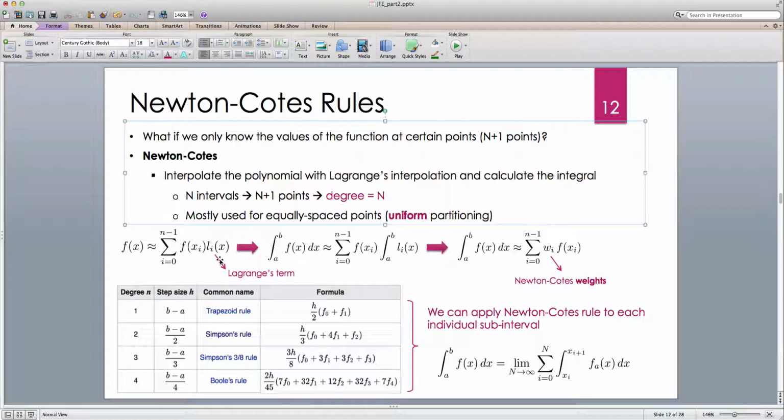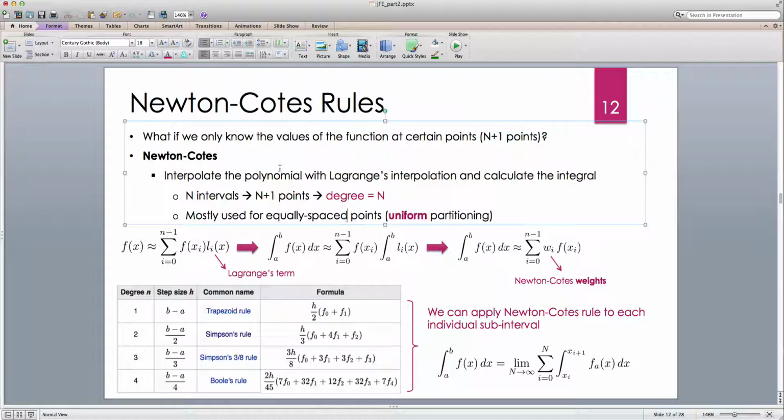If the interval is large, we use the fact that over each small interval, I can do this approximation and then sum them up to get the value of the integral of the function. And so we can make this as accurate as we want by increasing the degree of the polynomial. And again, this whole thing pertains to a uniform partitioning, all right?